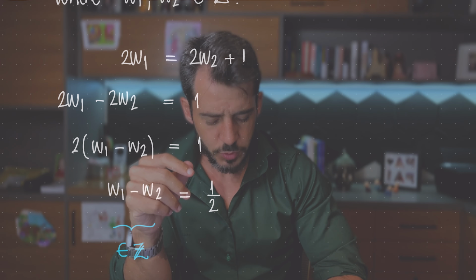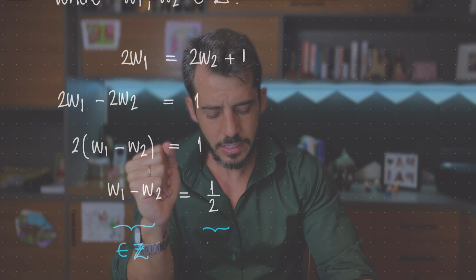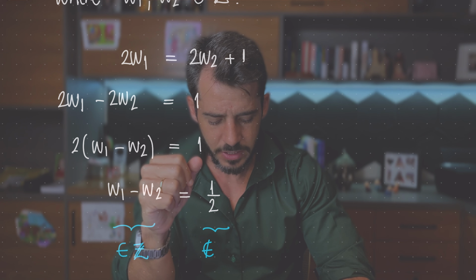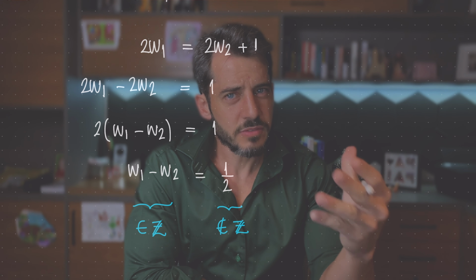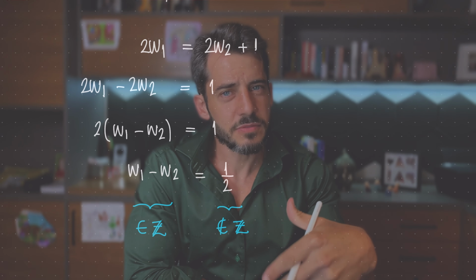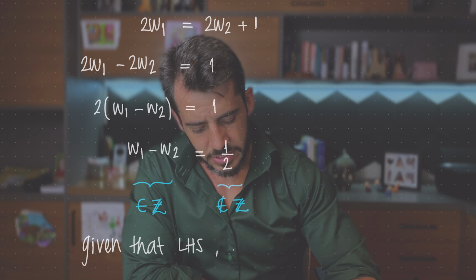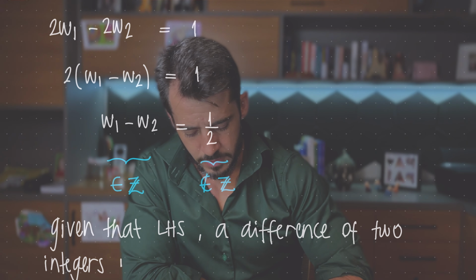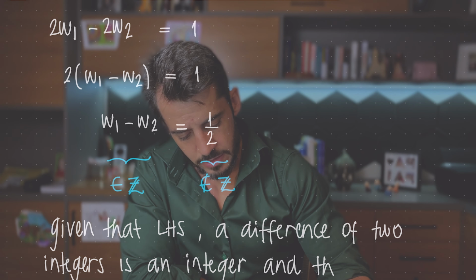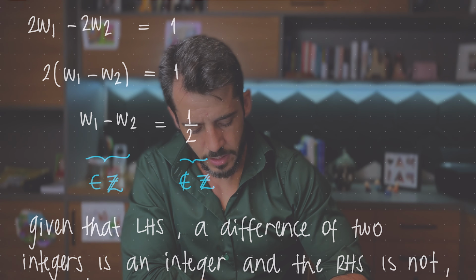A difference between 2 integers should be an integer. Now, on the right-hand side, we do not have an integer. And this is step number 4 on the 5-step process. This is us identifying where the contradiction lies. Given that the left-hand side, which is a difference of 2 integers, is an integer, and the right-hand side is not, we have a contradiction.